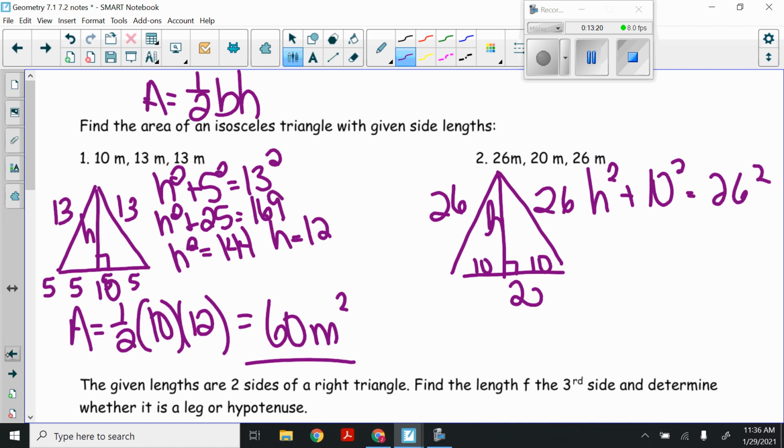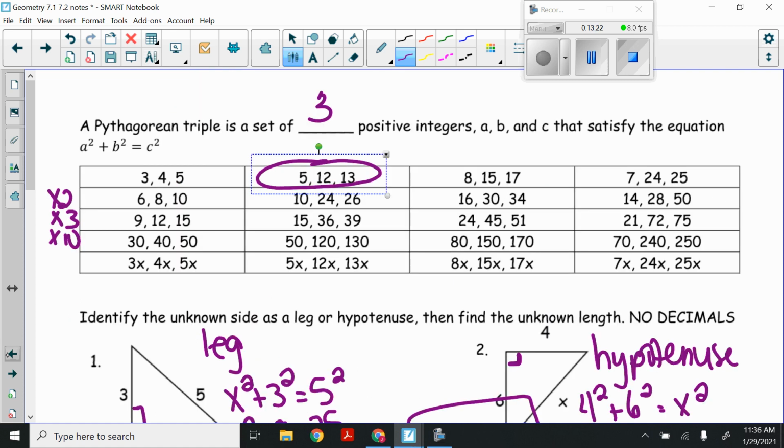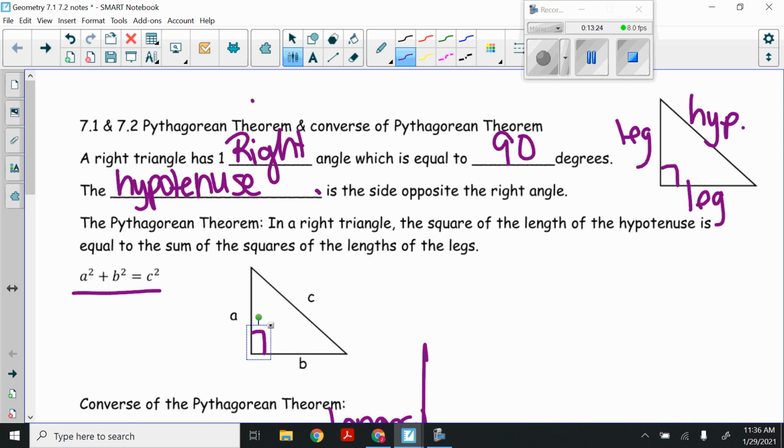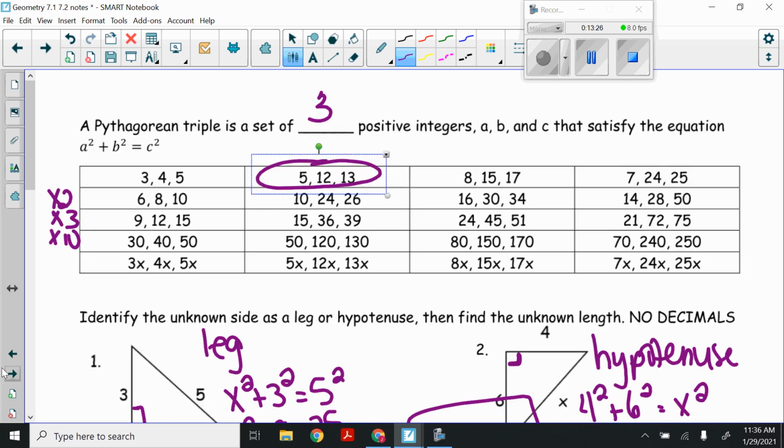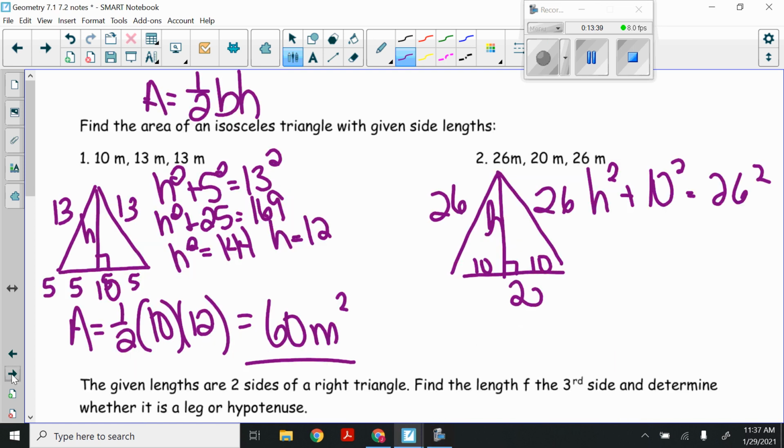Let's go back again. Investigate. I have a 10 and a 26. 26 is my hypotenuse. Oh, look right here. It's another triple. So I see 10, 24, 26. Since we now know that our height is going to be 24, I don't have to finish that. So here I know that h is 24 because it's a triple. See how that can save us some time.